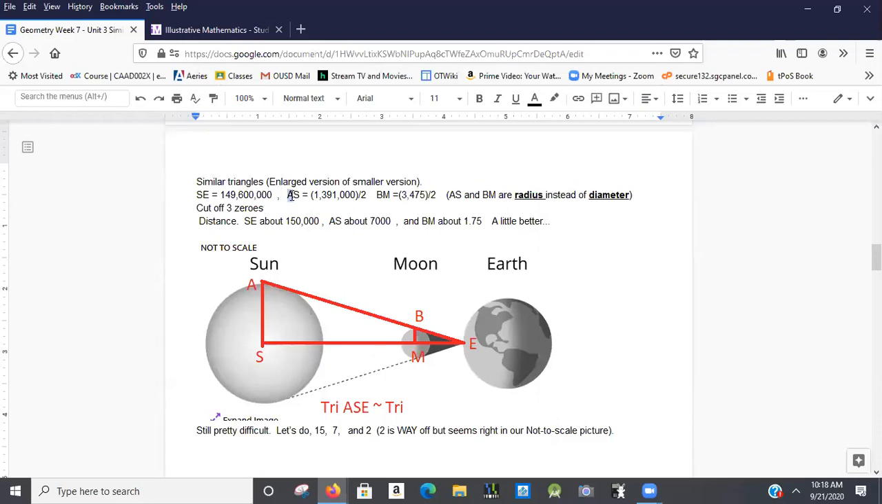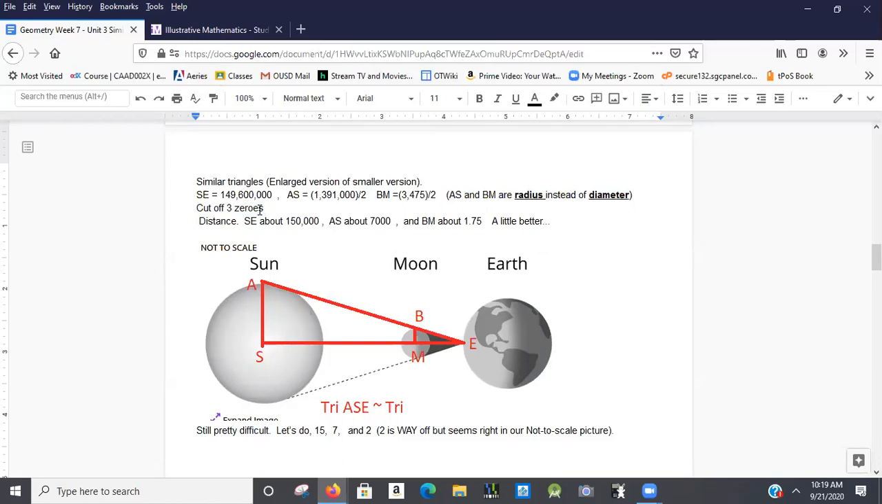From A to S, which is this right here, I'm going to change this to the diameter, which is half of the number they gave me. I'm just going to use from the center to the edge is the radius, which is another word you should know, versus the diameter, which is all the way across. And I'm going to do the same thing with the BM, from the middle of the moon to the edge there. So we're going to use the radius instead of the diameter, just to go with my better picture. And then I'm like, well, these numbers are still pretty hard.